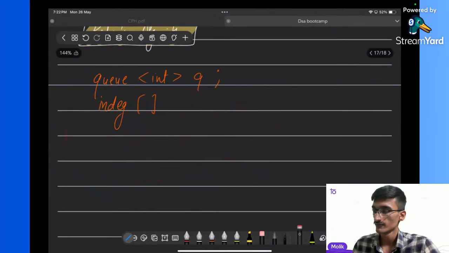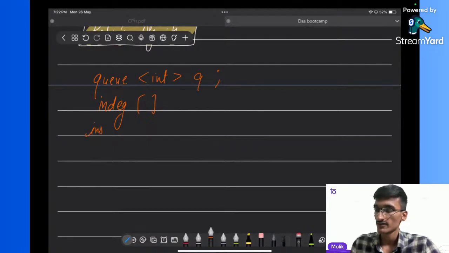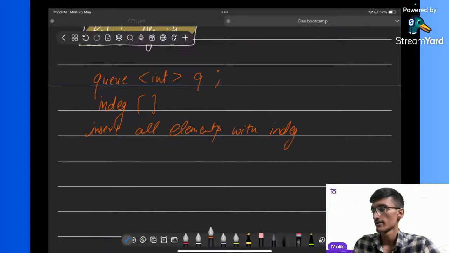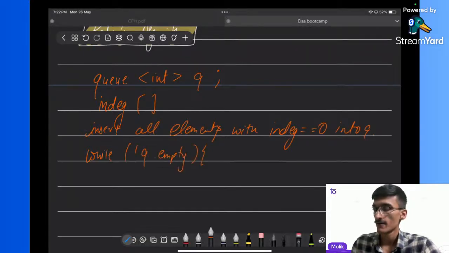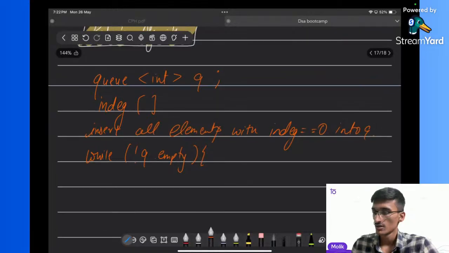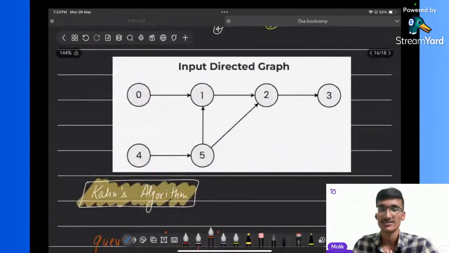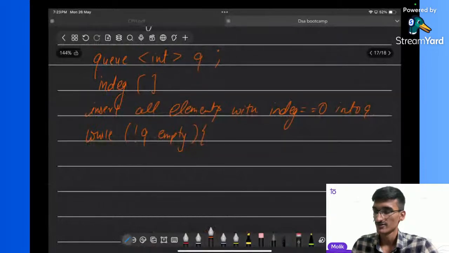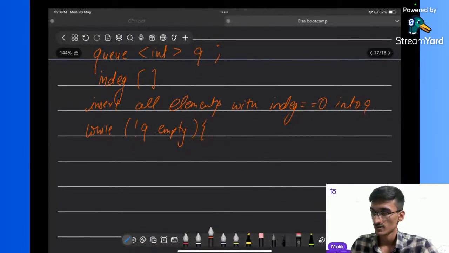Let's make a queue now. Insert all elements with in degree equal to 0 into q. Do the following. No, no, Akanksha, it will happen soon. So try to focus here. Attendance is not that important.